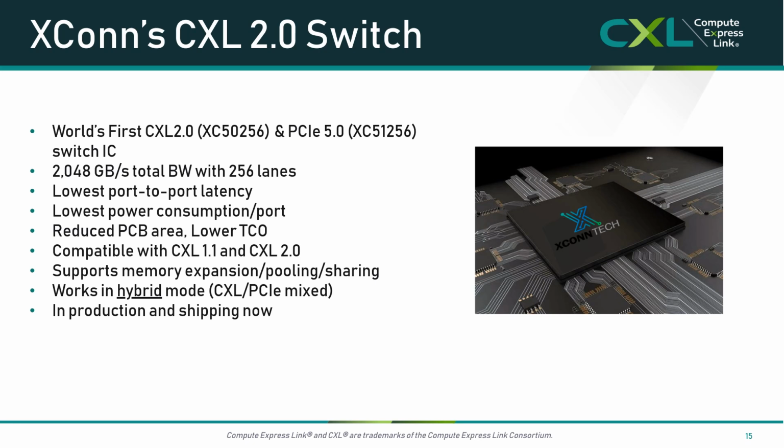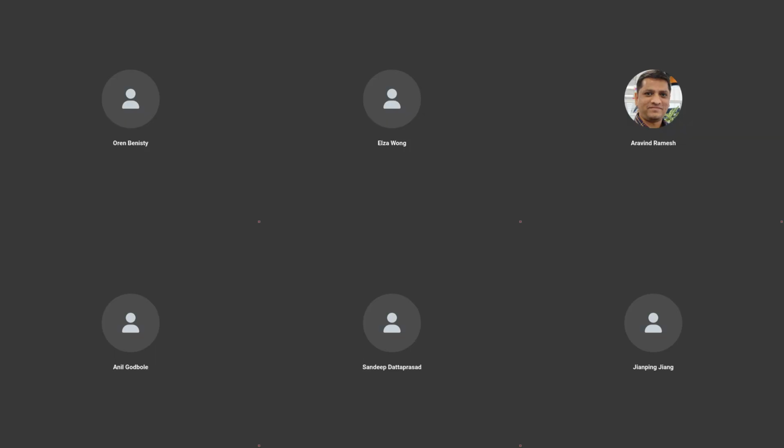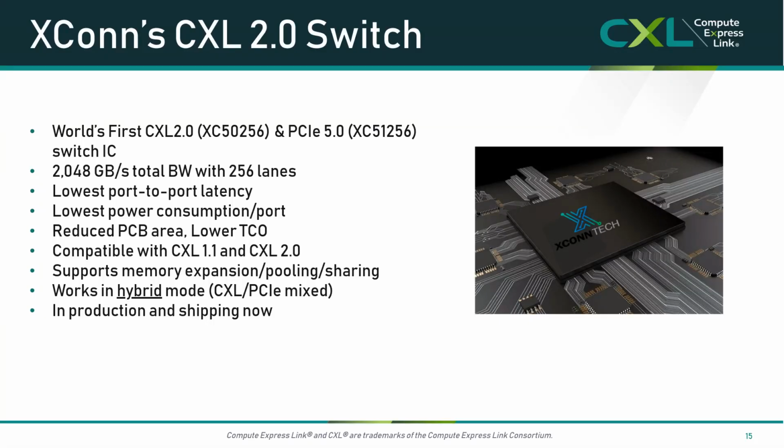So our product is a switch, and we are the world first. We have the world first CXL 2.0 switch, the XC50256, which is also a PCIe Gen 5 switch. This switch is in production right now. As you can see from the part number, it has a total of 256 lanes, making it the largest lane count switch in the market today. The total switching capacity is a total of 2 terabytes per second.